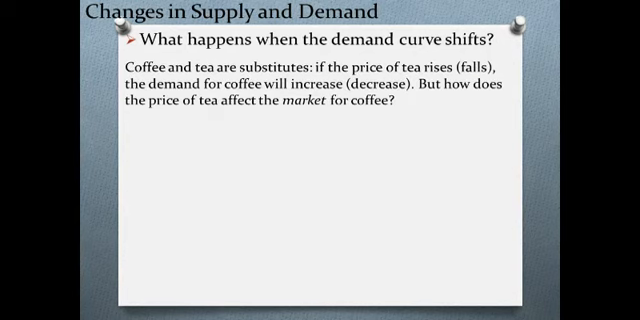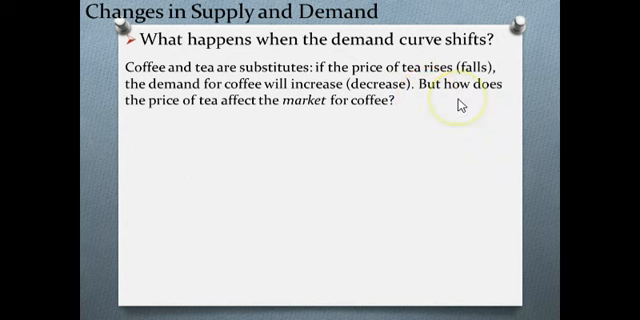Coffee and tea are substitute goods, okay? That means that if you can't have coffee, you'll drink tea. If you can't have tea, you'll drink coffee, okay? They're substitutes. They can be exchanged for each other. If the price of tea rises, the demand for coffee will increase. If the price for tea falls, the demand for coffee will decrease.